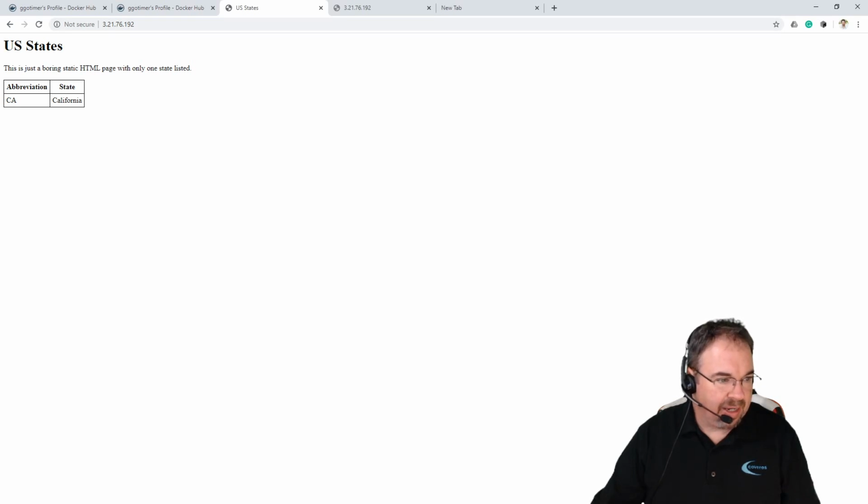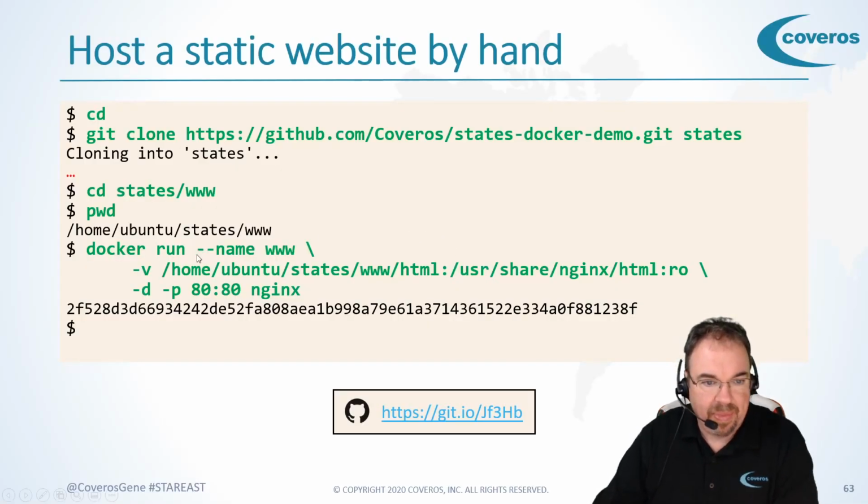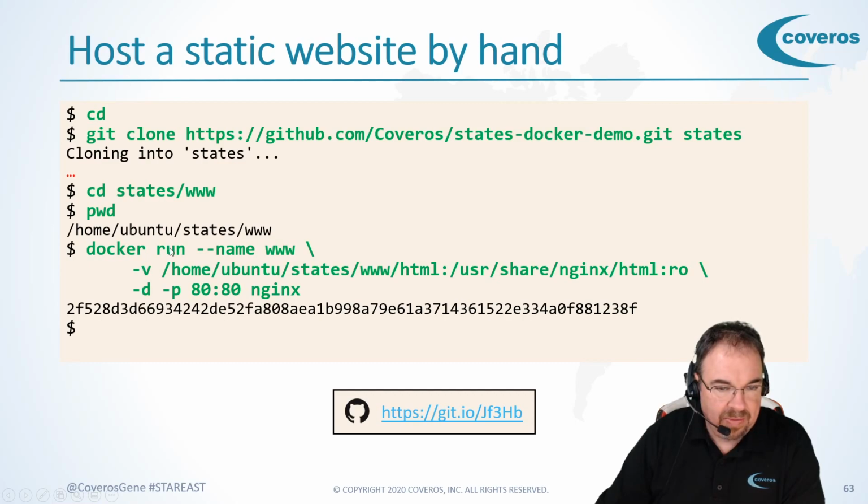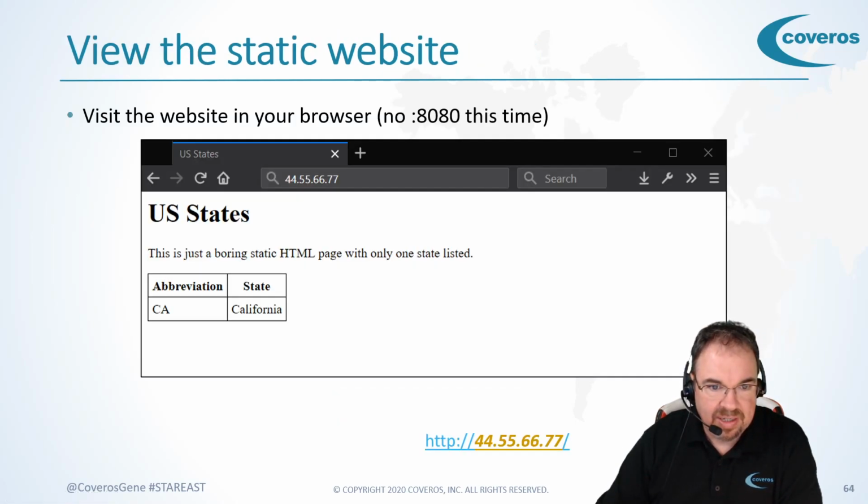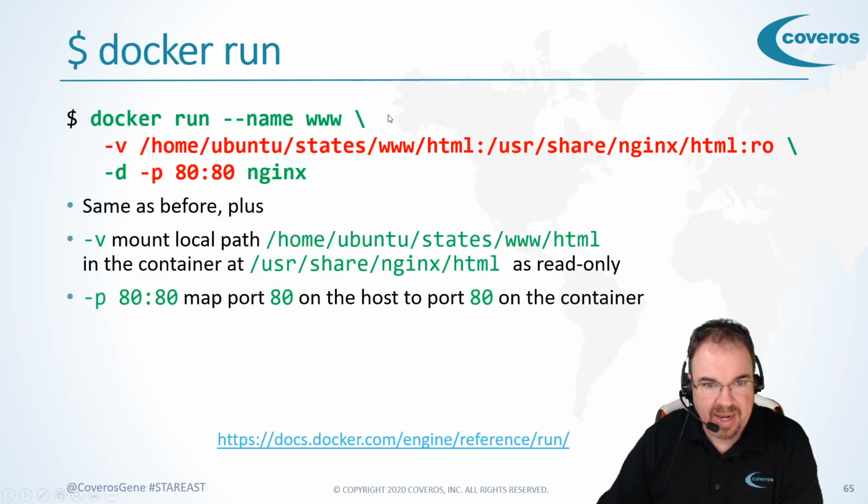So go back and take a look at what we had, right? What we did, we ran docker run --name www. We mapped this volume. I'll go through this on the next couple slides, and then detached port 80 to 8080 Nginx. Okay, that gives us the static, boring HTML page with just one state listed. It's a list of states and abbreviations, only California listed there. And if I go and take a look at the command, here are the pieces you didn't know in red.